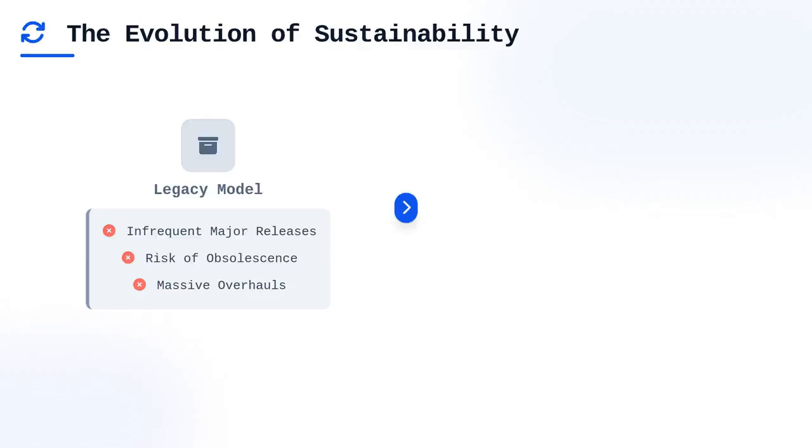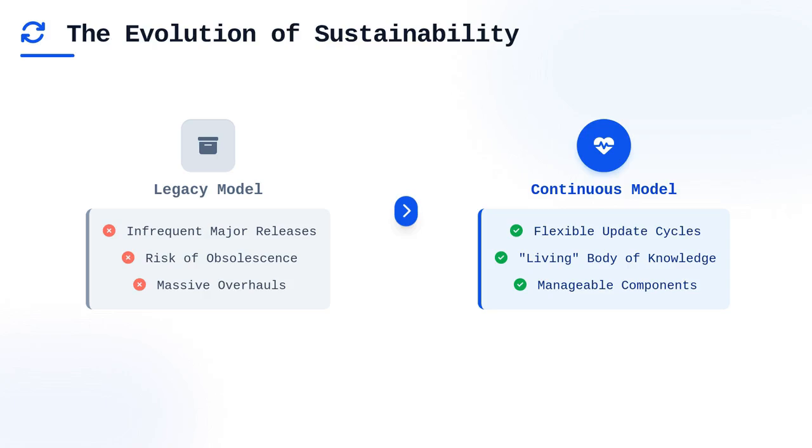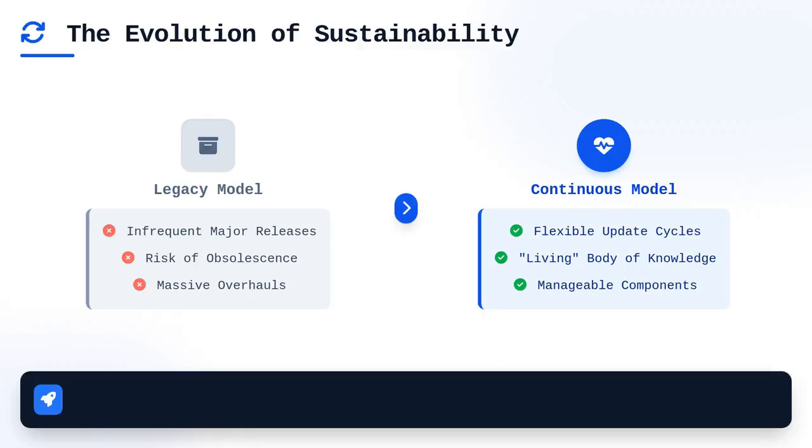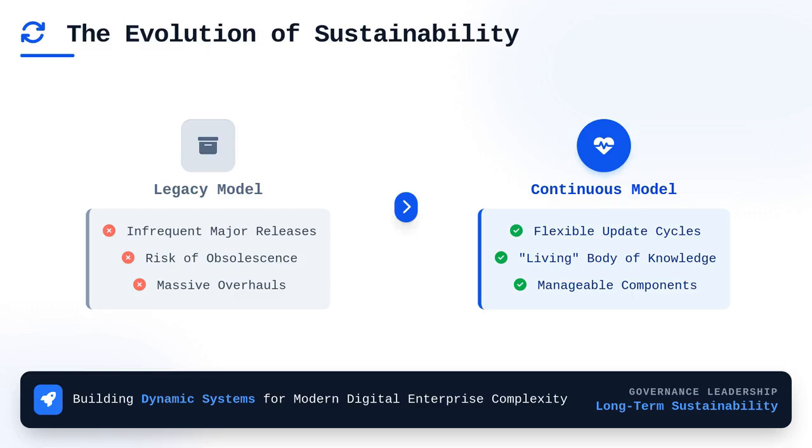This shift away from fixed, massive publications toward manageable, updatable components allows your organization to keep pace with innovation while maintaining rigorous oversight. When you are implementing these components today, you are not just checking boxes against an outdated standard, but are building a dynamic system that can handle the complexity of a modern digital enterprise. This focus on long-term sustainability is exactly why this framework continues to dominate the IT governance landscape.